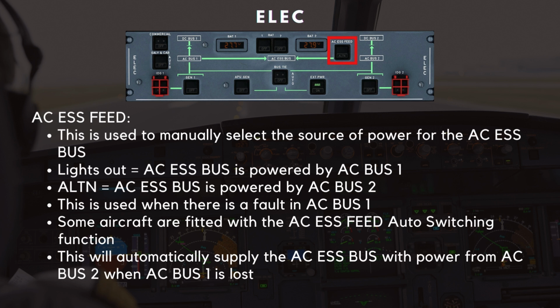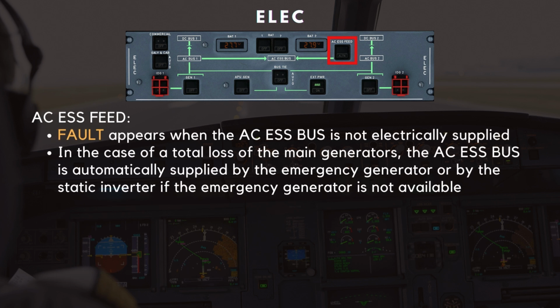Some aircraft are fitted with the AC Essential Feed auto switching function. This will automatically supply the AC Essential bus with power from AC bus 2 when AC bus 1 is lost. An amber fault light appears when the AC Essential bus is not electrically supplied. And in the case of a total loss of the main generators, the AC Essential bus is automatically supplied by the emergency generator or by the static inverter if the emergency generator is not available.